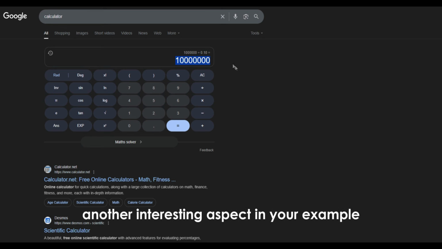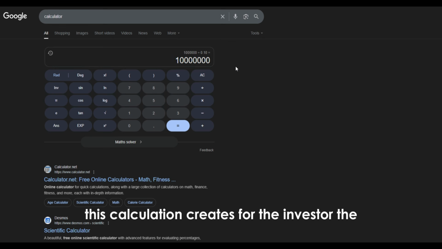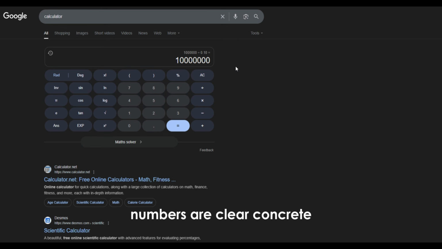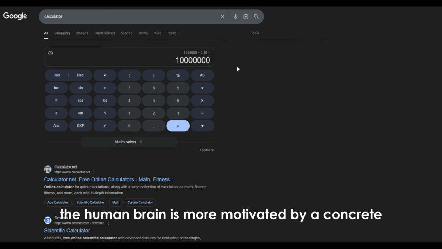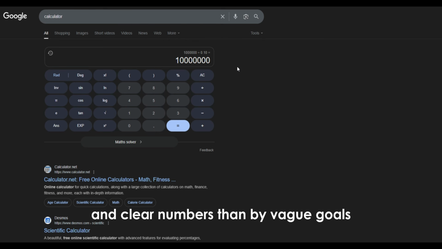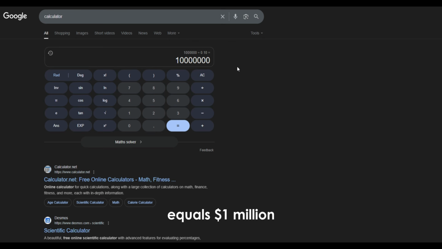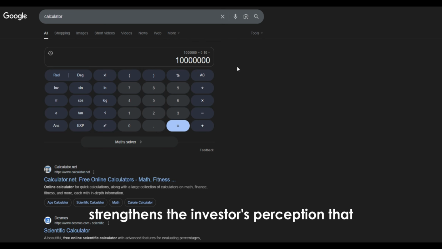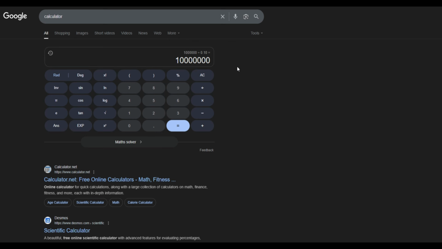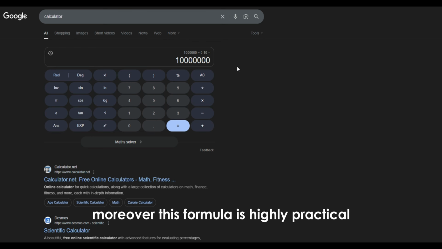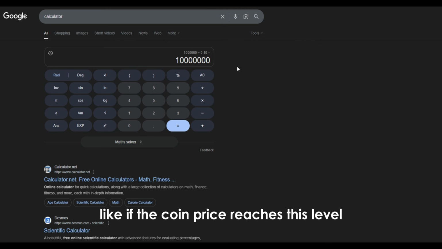Another interesting aspect in your example is the motivation this calculation creates for the investor. The numbers are clear, concrete, and seem achievable. The human brain is more motivated by concrete and clear numbers than by vague goals. A straightforward formula, like 10 million coins times $0.1 equals $1 million, strengthens the investor's perception that this is possible. Moreover, this formula is highly practical when making an investment plan. For instance, an investor can set targets like, if the coin price reaches this level and I hold this many coins, my portfolio will be worth this much.